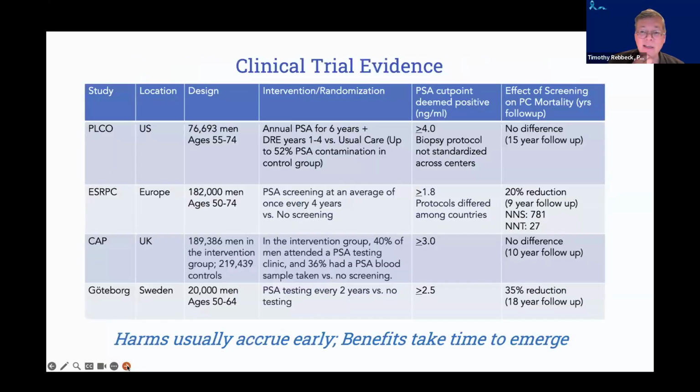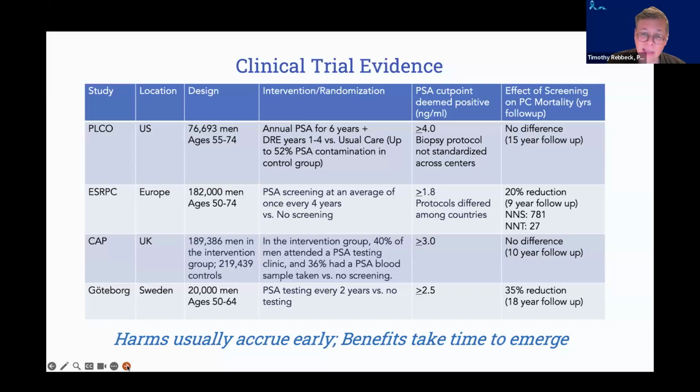So what we've seen in this trial evidence is that here are some of the main trials that have informed the use of PSA screening: the PLCO, the ESRPC, CAP in the UK, Göteborg trial in Sweden. What you can see is that only the ESRPC and the Göteborg trial in Europe showed a difference in mortality reduction. The study in the United States and the CAP in the UK don't show any difference.